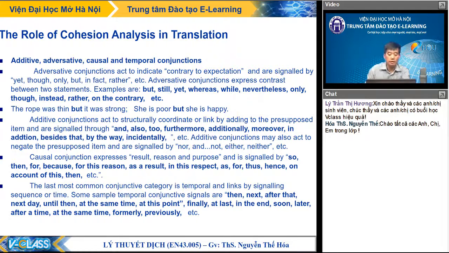And now we have some kinds of conjunction here: additive, adversative, causal, and temporal conjunction. Additive here means and. Adversative here means the contrary. We have still, but, yet, whereas, etc. And for causal, we have then, for, because, for this reason, as a result, etc. You can learn some of these phrases and words by heart. The last conjunctive category is the temporal, linked by a similar sequence of time.